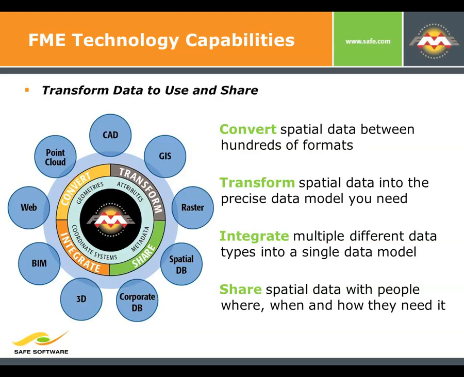The next thing, which is also hugely important, is that the product allows you to transform spatial data into the precise data model that you need. What this means is the product allows you to manipulate the geometries and the attributes so you can massage the data and get it into the exact structure that you're looking for. And this is really critical because if you look at the stats for our product, the most popular translation is actually shape to shape. So people are using the transform capabilities of the product extensively.